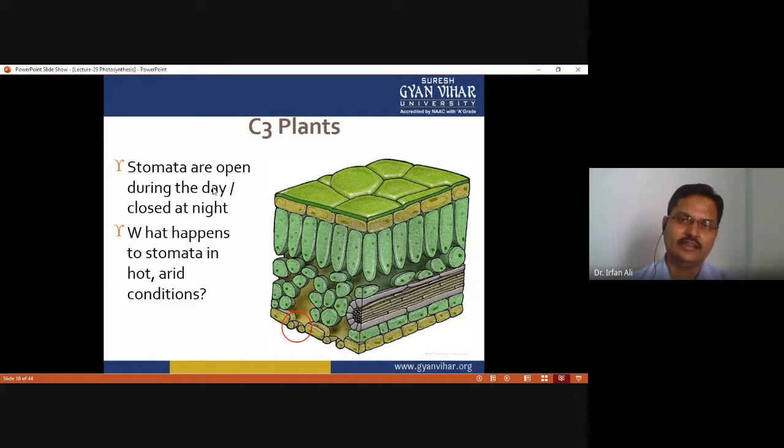In C3 plants, in which the Calvin cycle is carried out, stomata are open during the daytime. This is the normal condition, and they close at night. What happens to the stomata in hot and arid conditions? Obviously, if stomata are open during the day, water is lost, and a plant cannot survive without water. So some plants have adaptations, which we will discuss now: C4 plants and CAM plants.